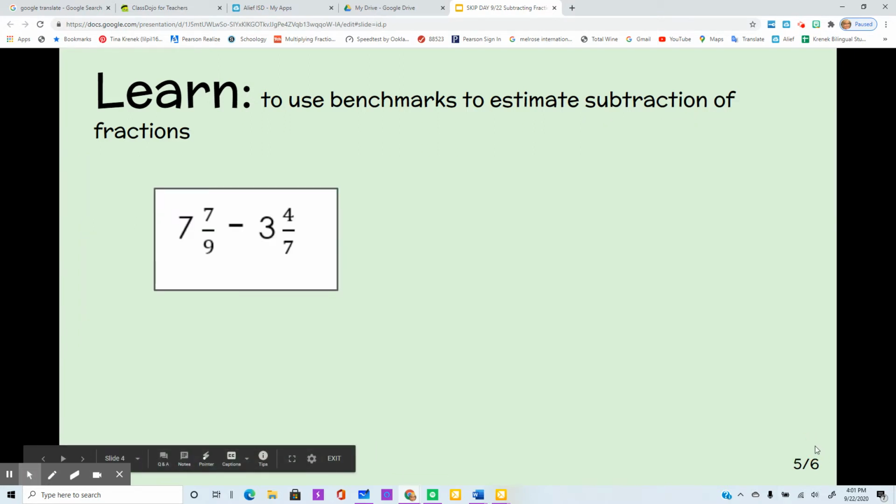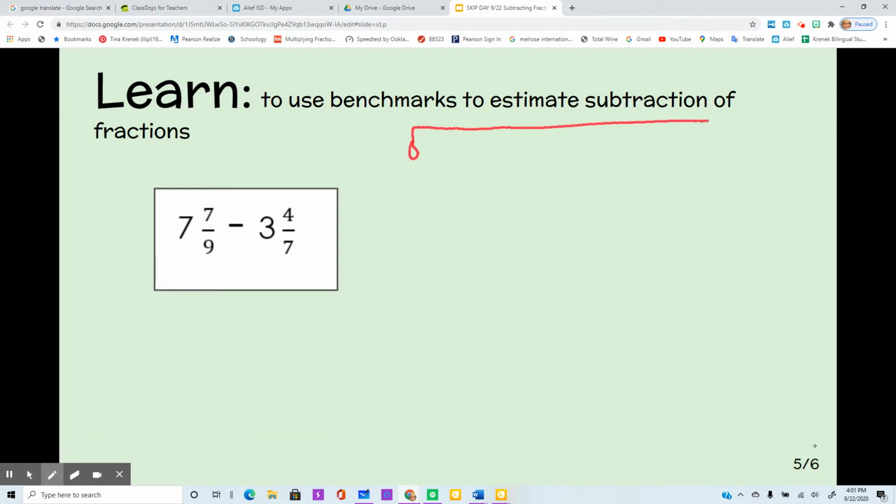Okay, let's practice this. 7 and 7/9, 3 and 4/7. So if I use my number line, we have 0 and 1, and here's my half. Well, 9/9 makes 1 whole. What's half of 9? About 4.5. So this should be about 4.5, and I have 7/9. So 7 is going to be over here. So I'm going to say 7 and 7/9 rounds to 8.